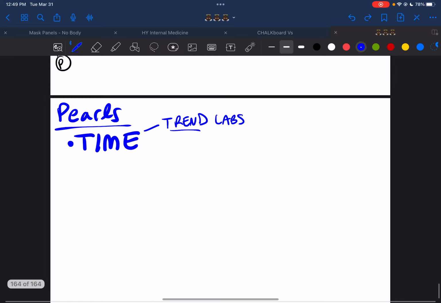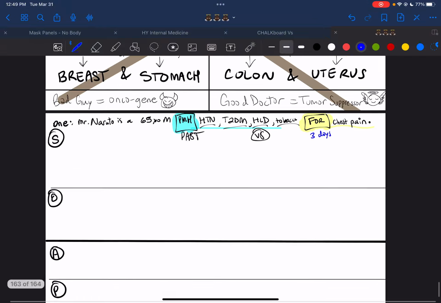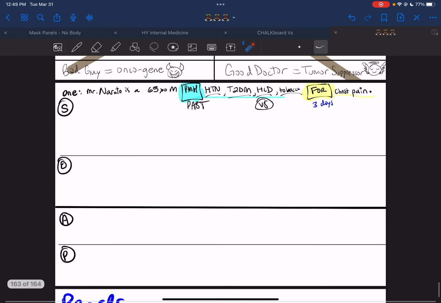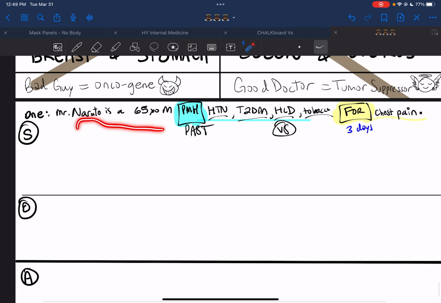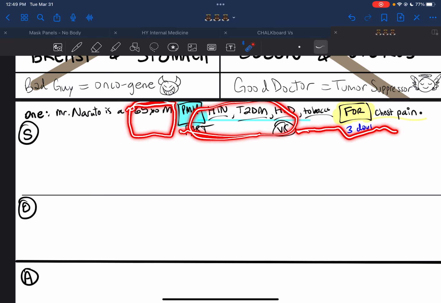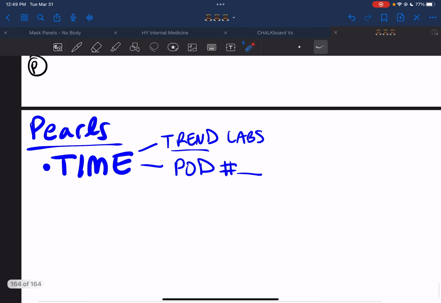It's also like whenever you're on surgery or OB-GYN or something, if the patient had any kind of surgery or procedure, they like you to say post-op day, right? Miss Hinata is a 28-year-old female with a past medical history of preeclampsia, post-op day 2 from a C-section. See, that's what they want you to say.